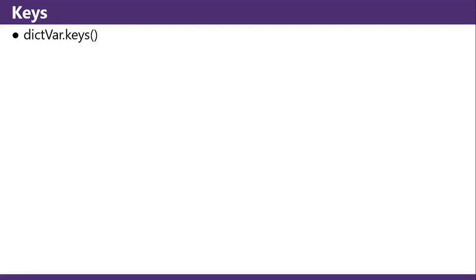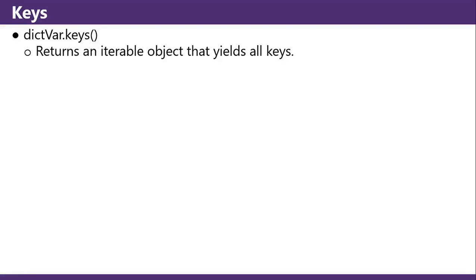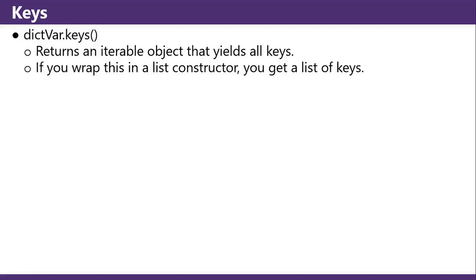Keys. dictvar.keys() returns an iterable object that yields all keys. If you wrap this in a list constructor, you get a list of keys. The dictionary a mapped to 1, b mapped to 2, .keys() wrapped in the list constructor, it's a list of a and then b.